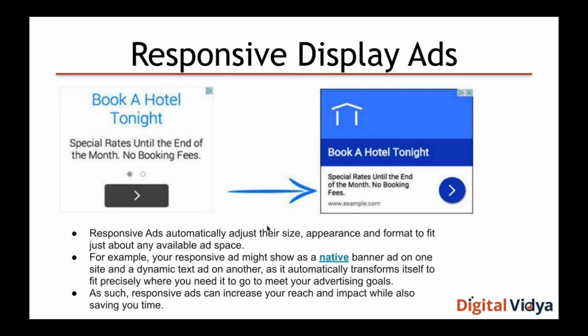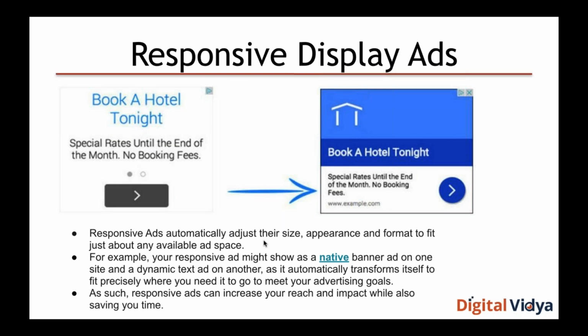So it will really depend on what is the space available, right? It will look at where that space is available, what is the size available where the ad has to be shown. Will all text look good there, or is text plus image a better idea? It will look at that, and it will change your ad. It is known as responsive because it can automatically adjust its size, appearance and form to fit just about any available ad space, right?